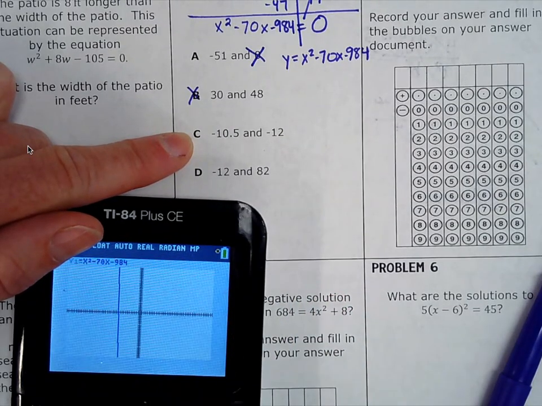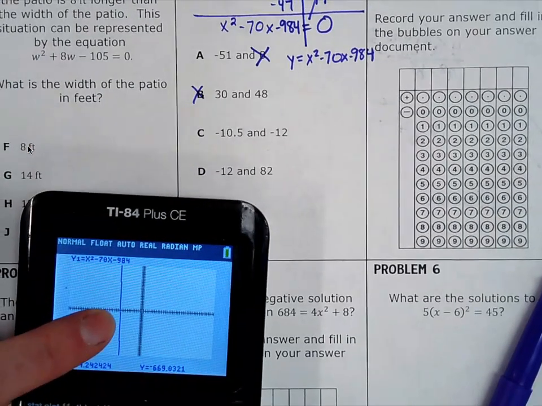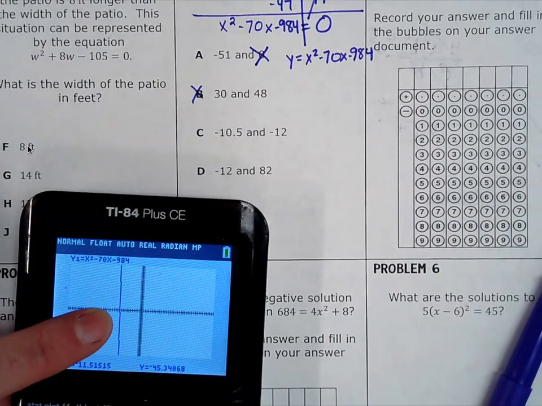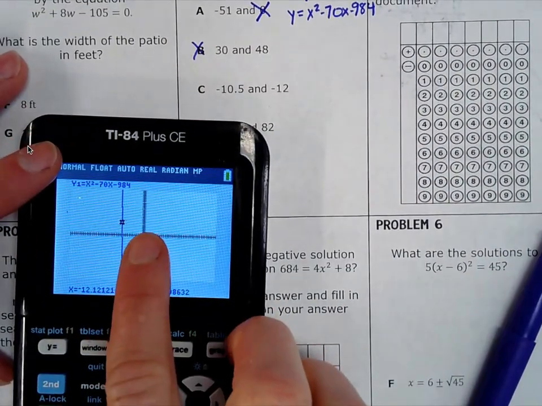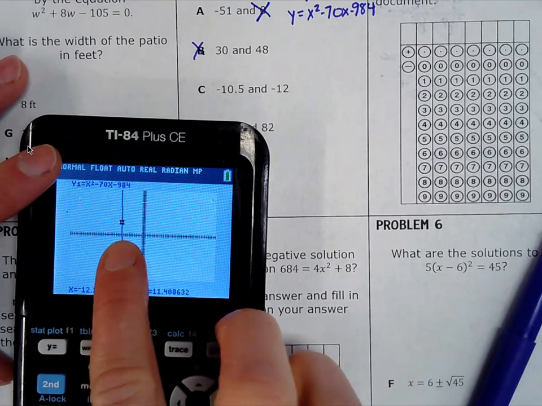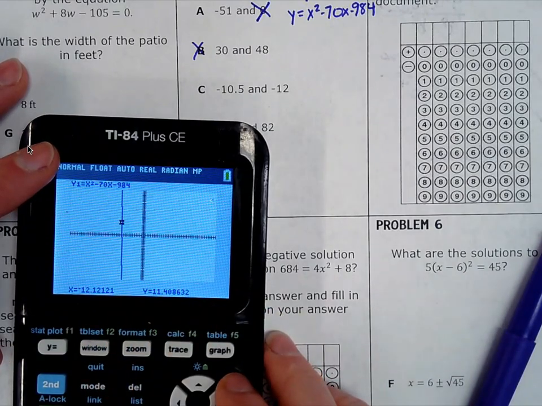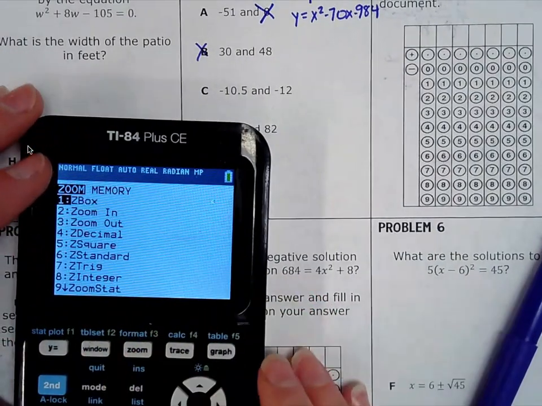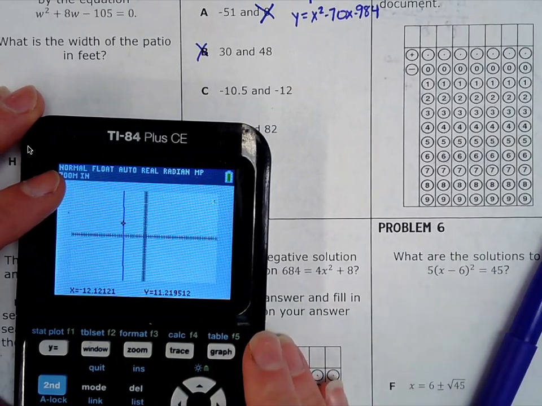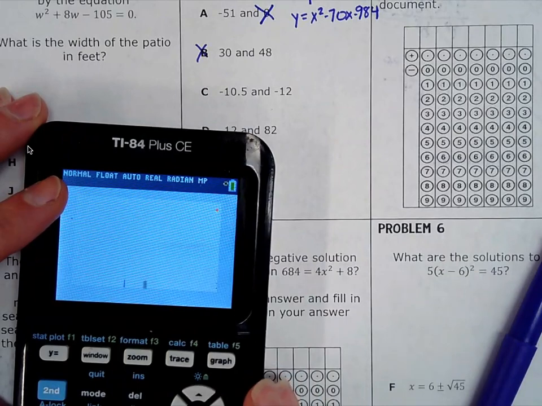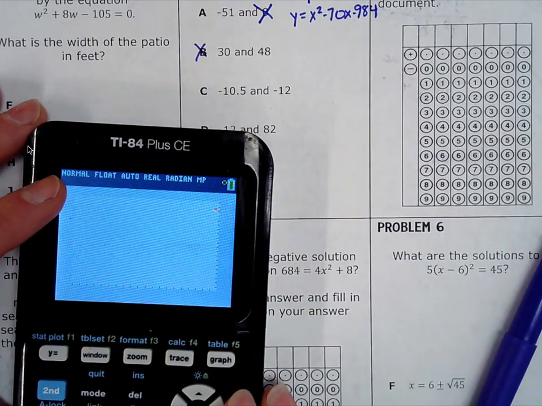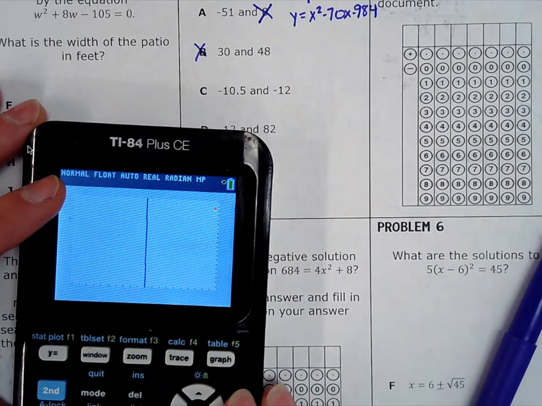So let's hit trace, and let's find out what this one is. That'll help us a little bit. Oh, there we go. If I hit trace, then I kind of get close to it, but not really. Why don't we zoom in on that point? You know, once you find a point, you can hit zoom and then go in. Oh, but I still can't see it.